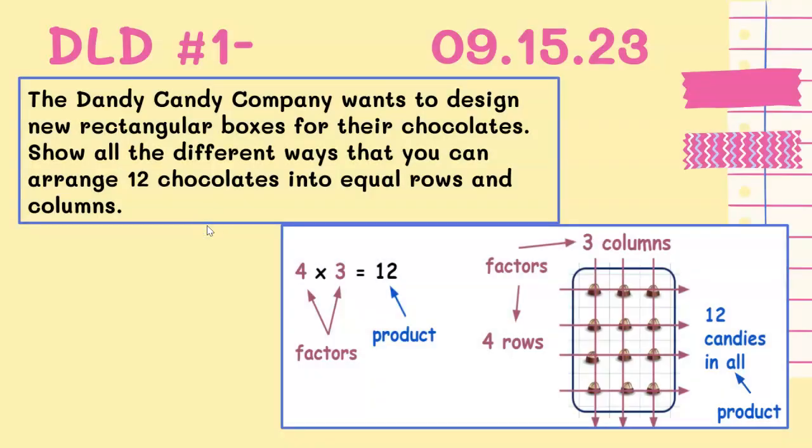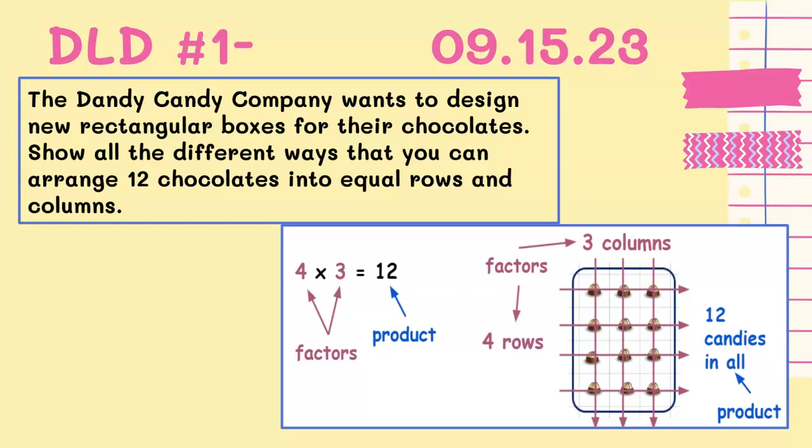Here's what I want you to know. We can form it with 3 columns, I'm sorry, 4 rows, as you can see here. 3 columns going down, 4 rows going across. The number of columns and the number of rows are factors. Remember, factors are the numbers that we multiply to get the product. Remember, the product is the answer to a multiplication problem.